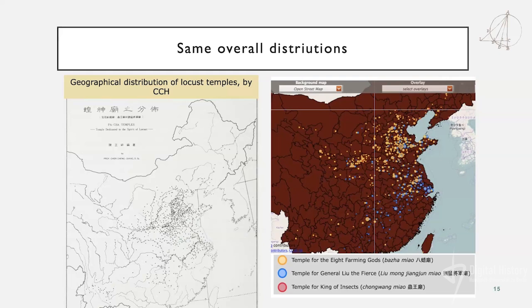So that hooks up with what we assumed earlier, that we think this data set, 4,000 local gazetteers, is statistically representative.